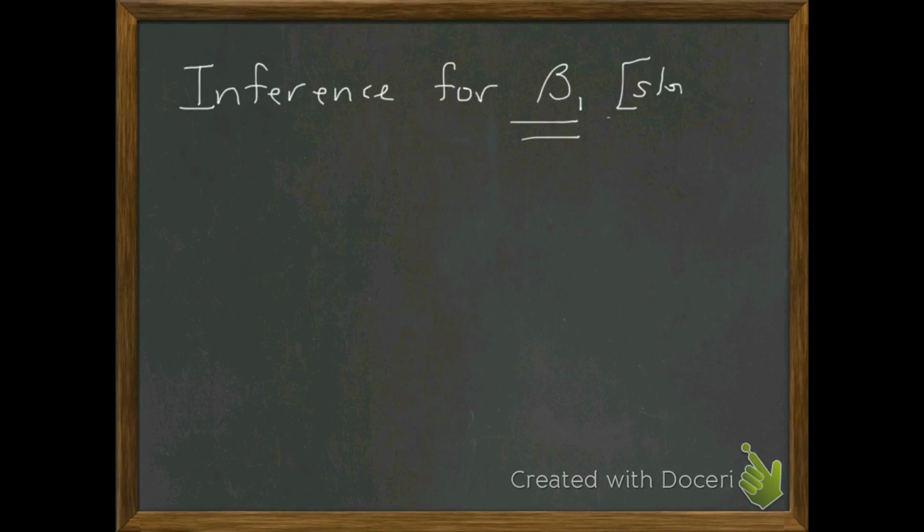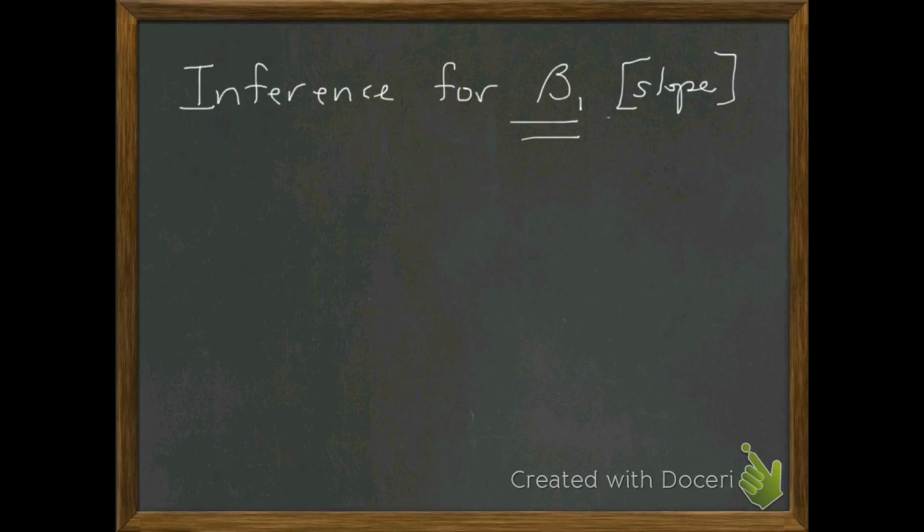Now, we're going to start here with, again, for this video, we want to just look at a very in-depth evaluation of the inference techniques for beta 1, which obviously is the slope of our model.